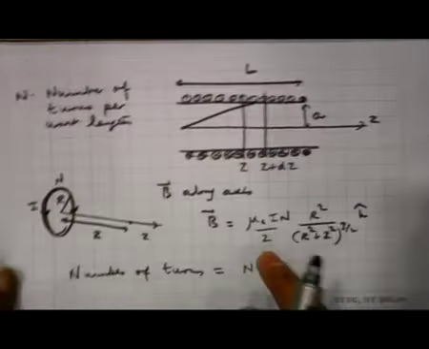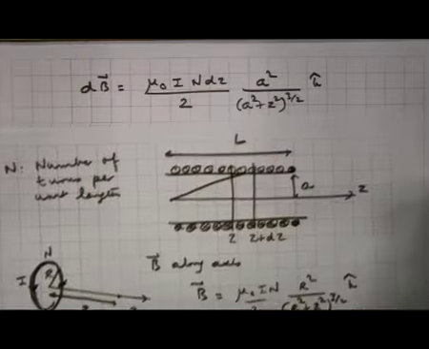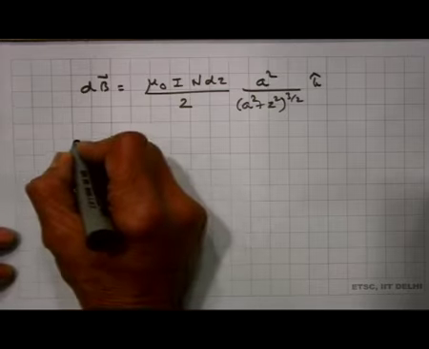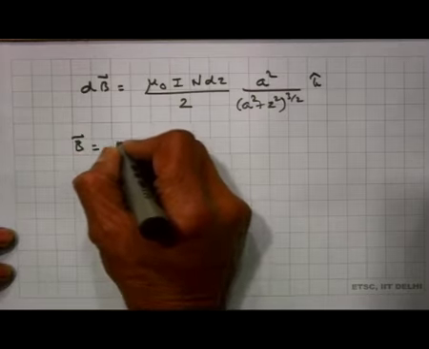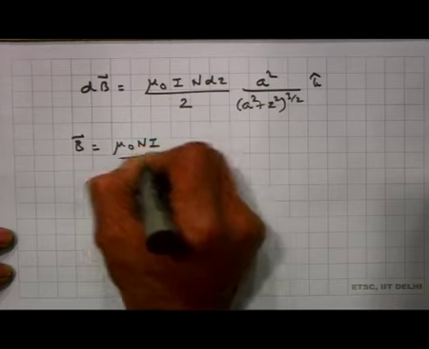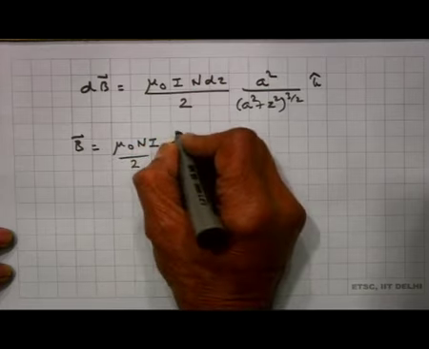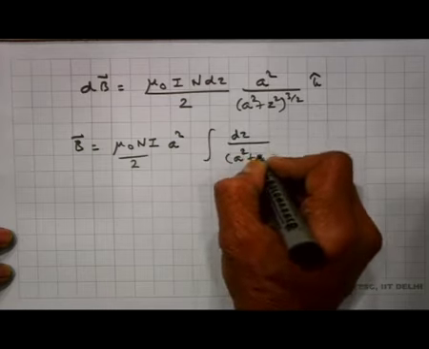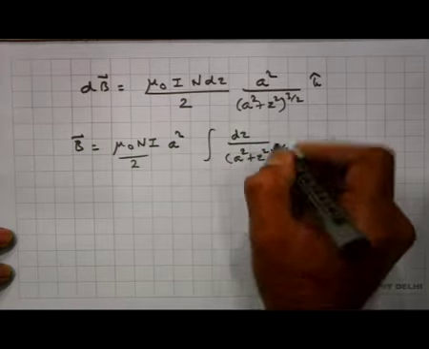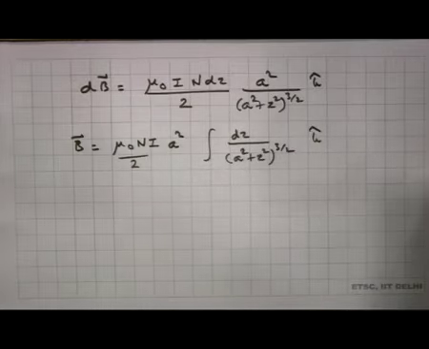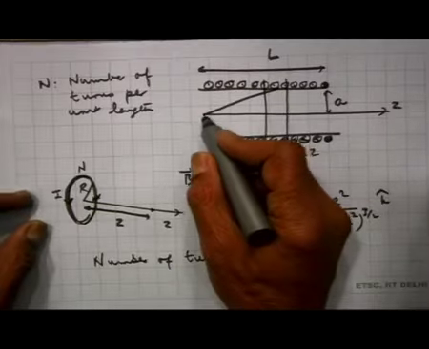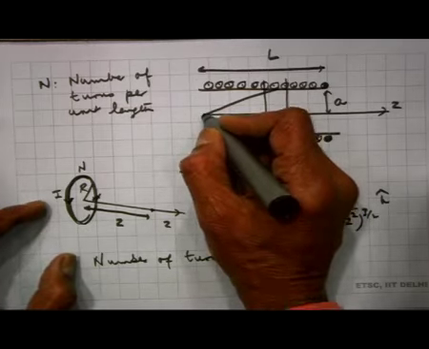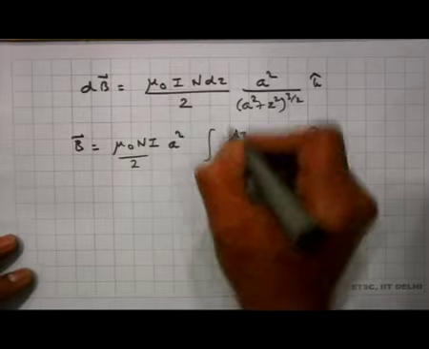So, I have replaced the number of turns here by n times dz, and I have replaced r by the radius of the solenoid. So, the total magnetic field B will be equal to mu naught n I by 2 a square into integral dz by (a square plus z square) raised to 3 by 2 and k cap as a constant. And remember, now the integration over z from z is equal to 0, I am calculating the magnetic field at the edge of the solenoid of a certain length L. So, integral goes from 0 to L.